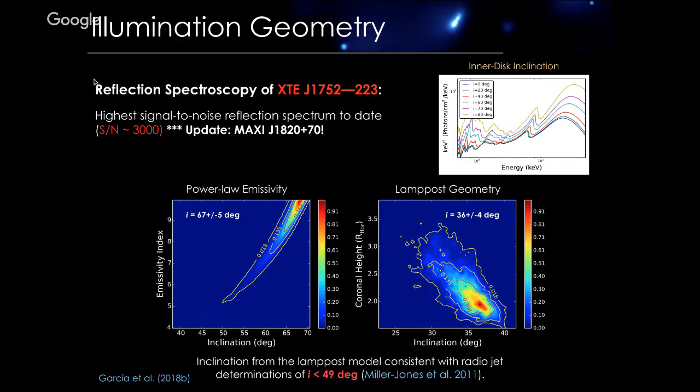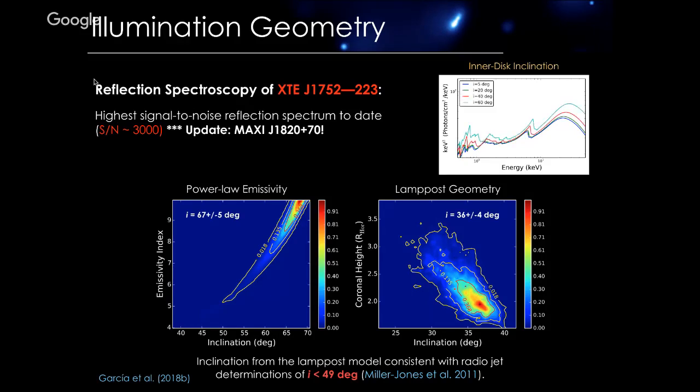Something we learn about this system in particular is that we're able to make differences between models that have different prescriptions for the illumination. As I mentioned before, if you assume a lamppost geometry, in which the source of photons is just sitting on the axis, it will give you an answer. But if you assume a power law emissivity, something like a more extended corona, or the slab corona that I talked about before, it will give you a different answer.